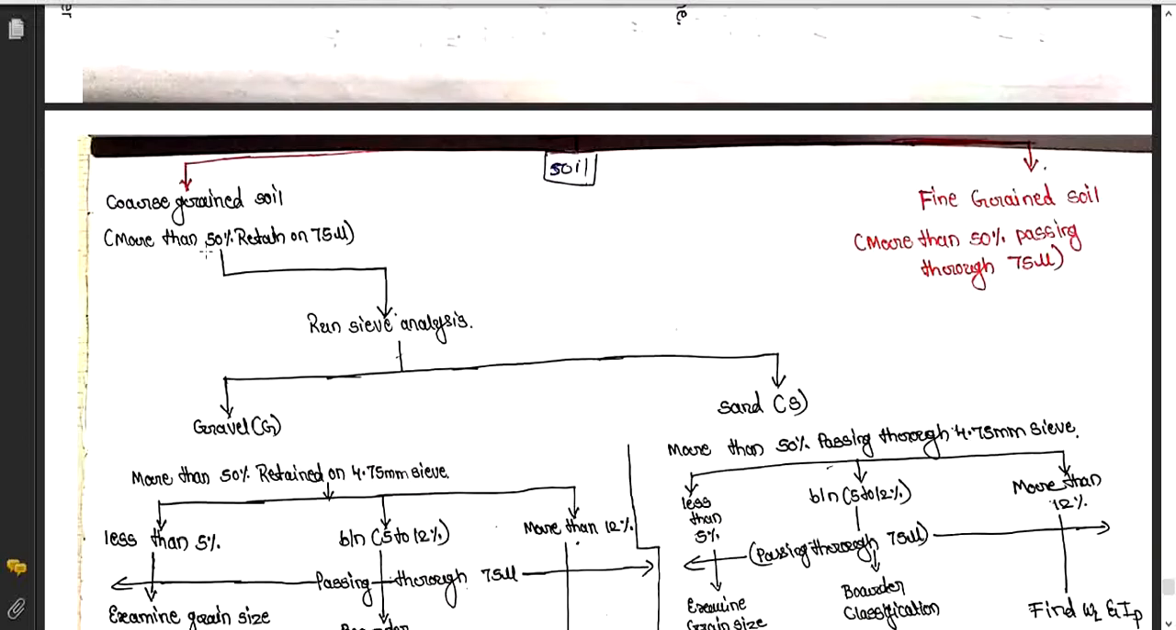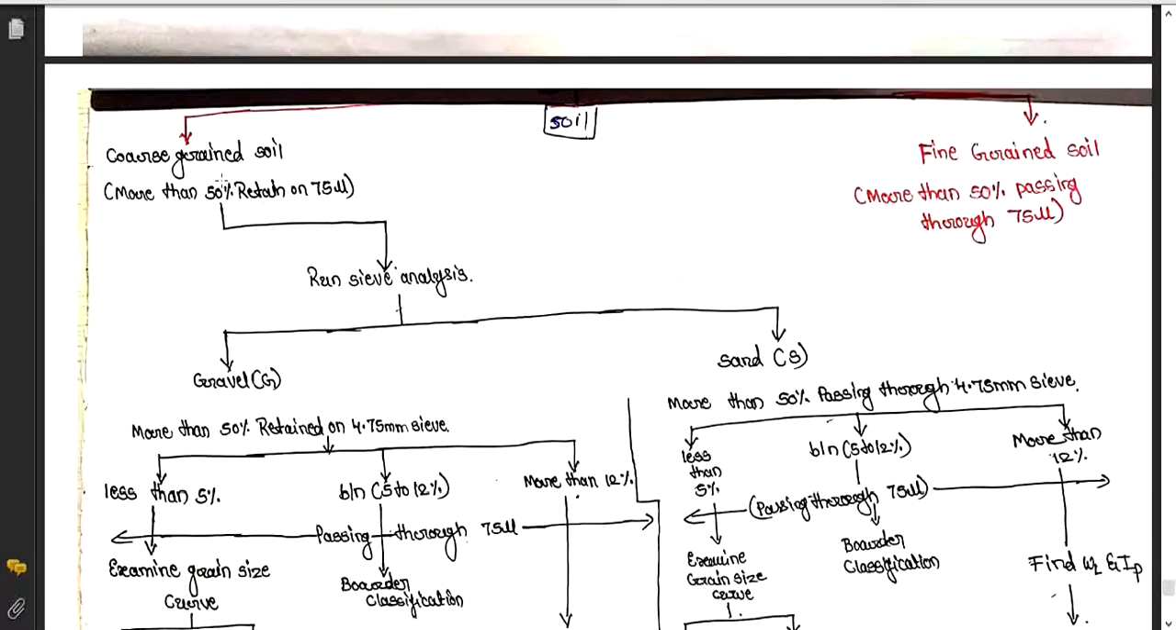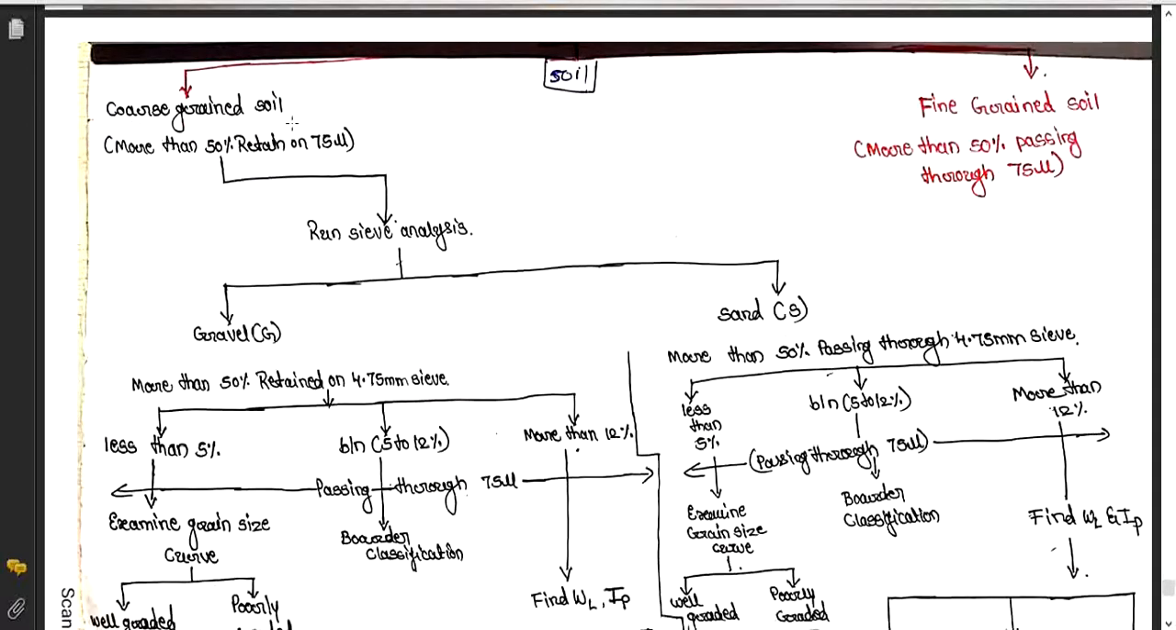So if more than 50% of a soil is retained on the 75 micron sieve, it is called coarse grained soil. Whenever I take a sample of 1 kg and I try to sieve it through the 75 micron sieve, if more than 50%, that means more than 500 grams of the soil, is retained on 75 micron, then I am going to classify it as a coarse grained soil. For that coarse grained soil, I have to perform the sieve analysis.